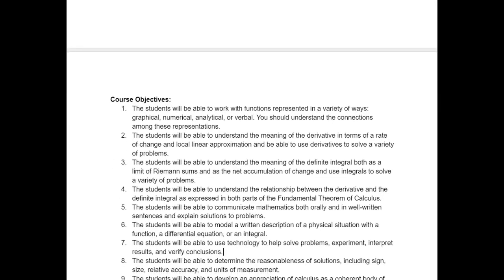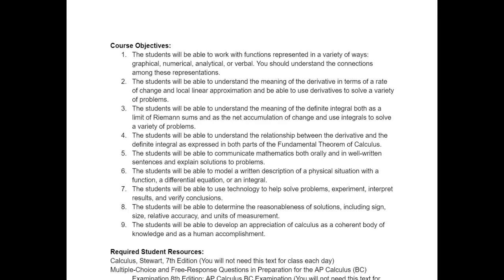This is a list of the objectives of the course. It's basically, again, derived from the College Board's material. A lot of this will not make sense until you actually take the course. So you can skim them, which could be helpful, or may not be.